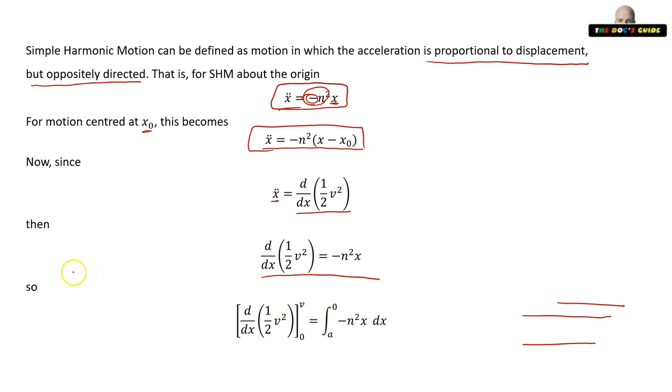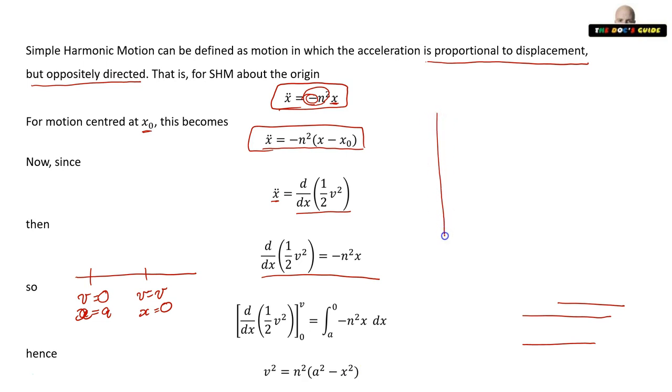This technique means that we are going to go from some initial condition when v equals 0, and that would happen when the displacement equals a, and then the particle is going to move to a point where its velocity is v and its displacement is going to be 0. So when we do this, we're going to get that v squared equals n squared outside a squared minus x squared.